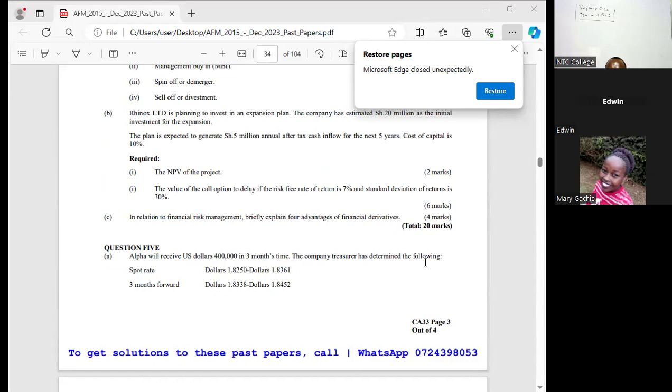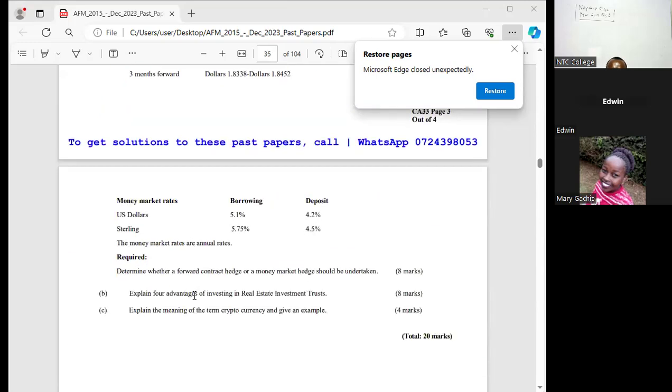The company treasurer has determined the following. Spot rate is there. That is $1.2, $1.8, and then this one. So against which currency? You need to know. When you are given this, you ask yourself which currency. It is $1.8 per what? Which currency? 3 months time is given, which is the forward rate.